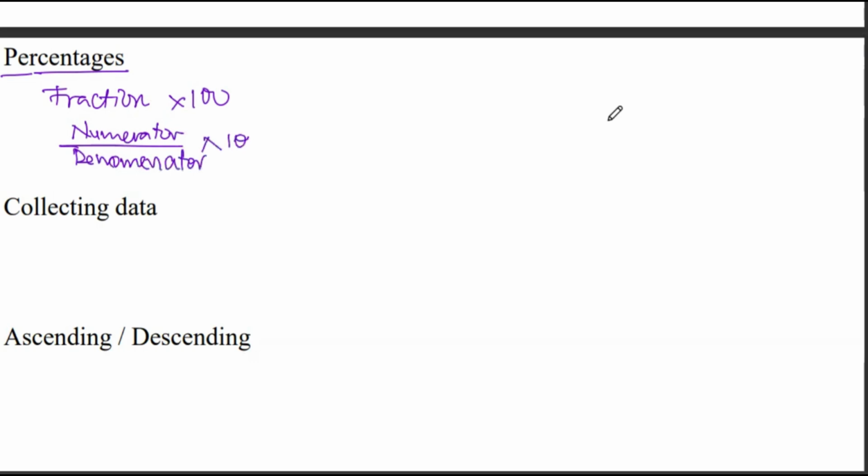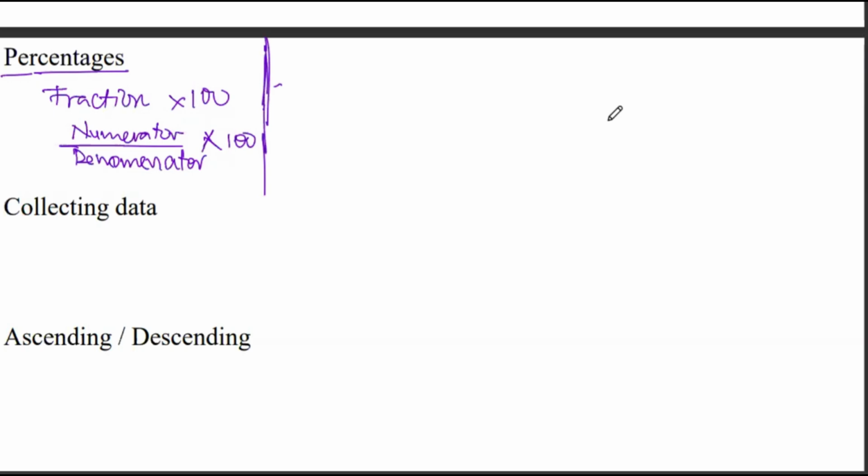Yes, we look at the percentages. What I want you to know is that to get a percentage, you need a fraction that you will always multiply by 100. So we need a fraction, which is what? A numerator over a denominator, times 100. A numerator over denominator times 100. That's what you always know. This is what you should always know when you're converting to percentages.